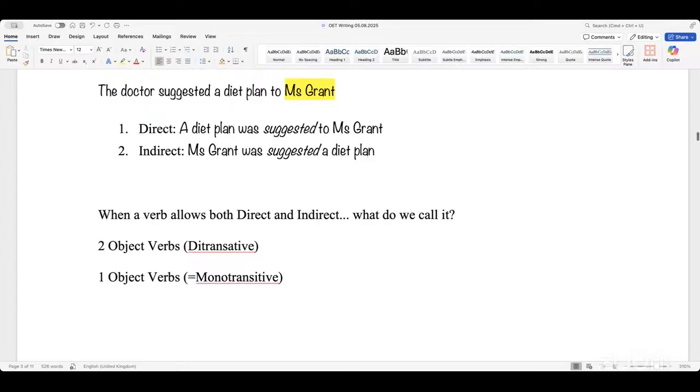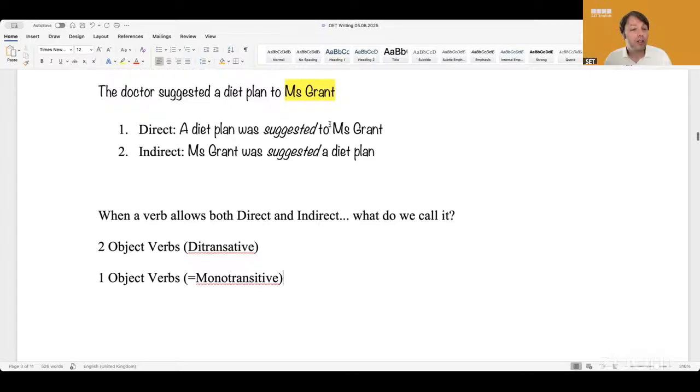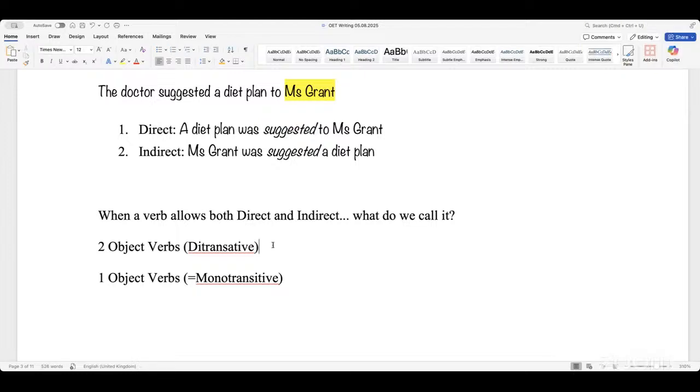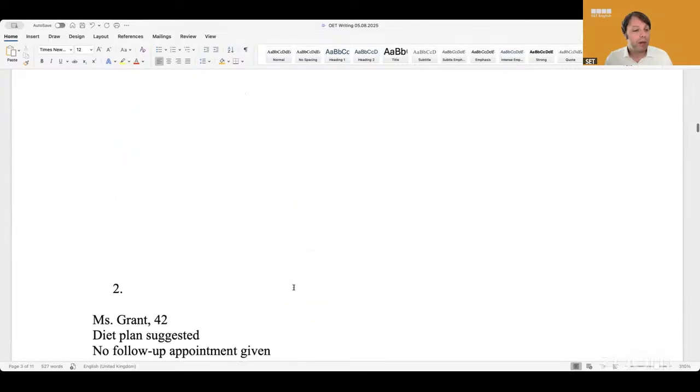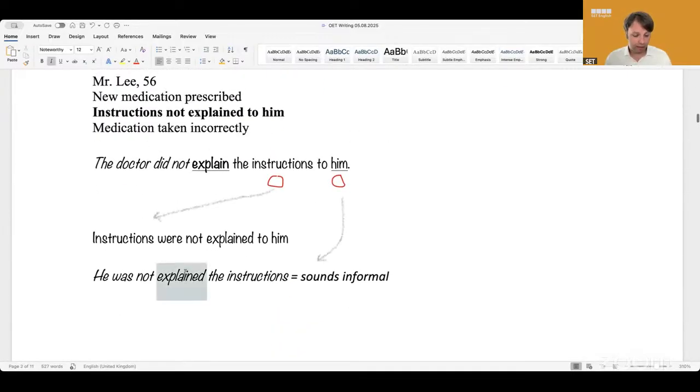Yeah. Now, is suggest ditransitive or monotransitive? Ditransitive. Usually, maybe even this one sounds a bit better, but this is okay. You can do both and it sounds all right. Sometimes one sounds a little bit more natural, but these are both correct, I think. Monotransitive, I think we can probably say is here.